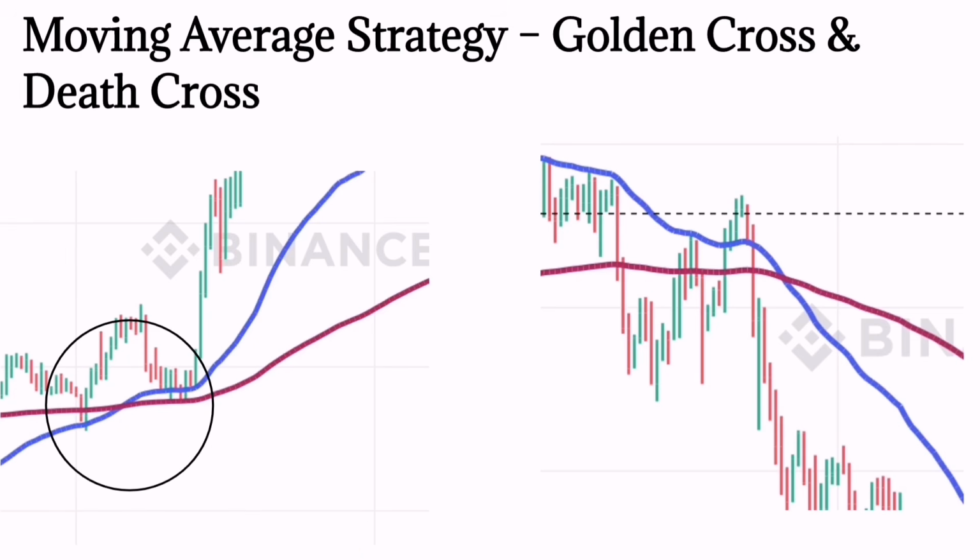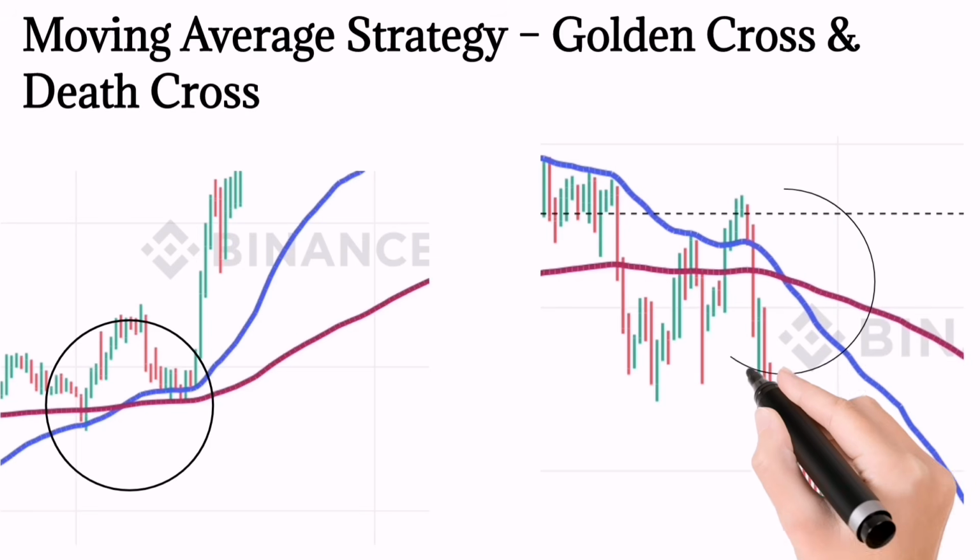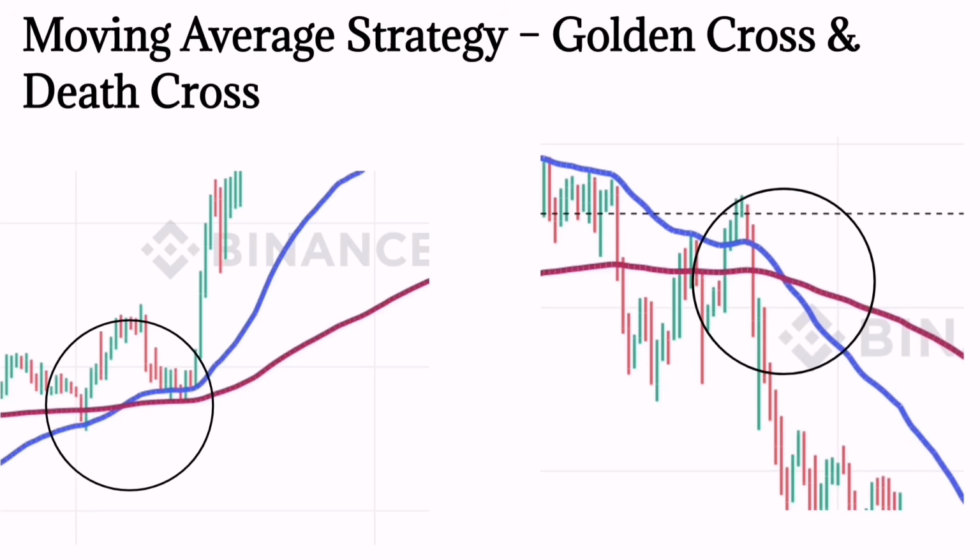Why simple works. Markets look complicated, but price either trends up, trends down, or chops sideways. Moving averages filter out that noisy chop and show the true path of price. When the faster line crosses the slower line, something big often follows. That is the entire idea behind today's lesson.